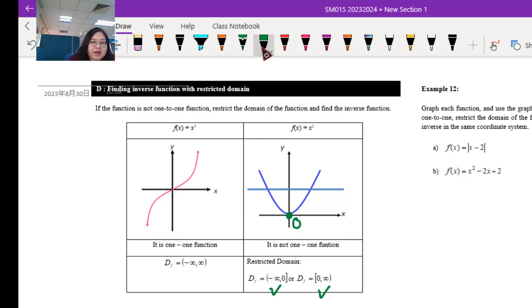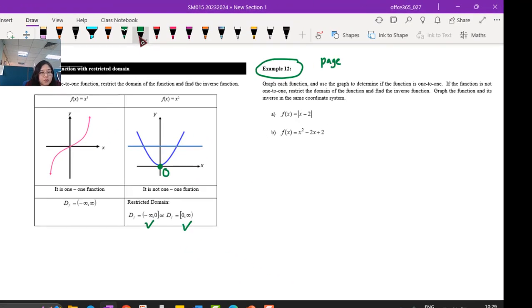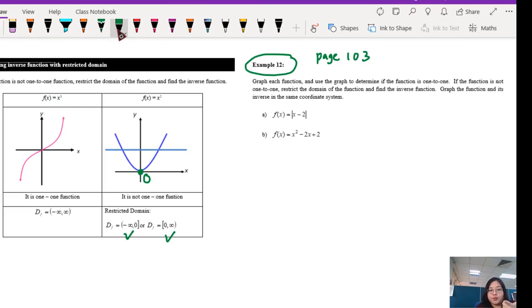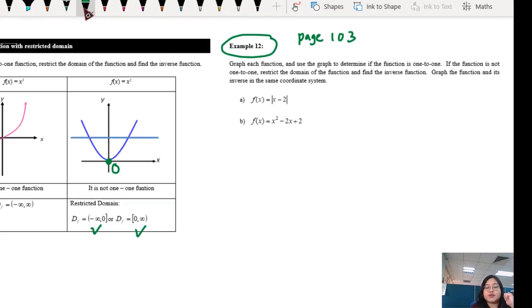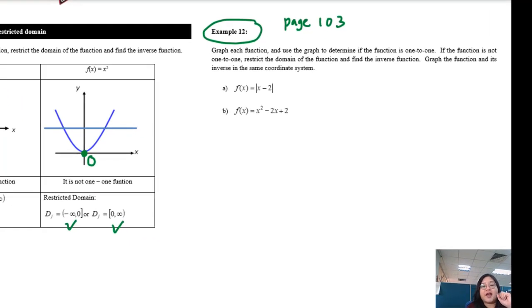Now we will look at Example 12, which comes from our lecture notes, page 103. You are given two functions, because only these two functions need a restricted domain. As we know, the linear, cubic, rational, logarithm, and exponential functions, these five functions pass the horizontal line test. Now we are showing you absolute and quadratic, which are not one-to-one functions from the nature of the domain.